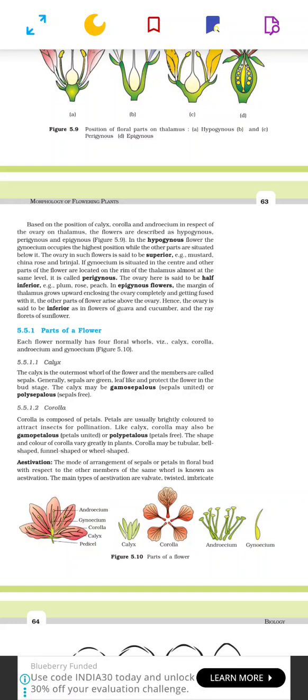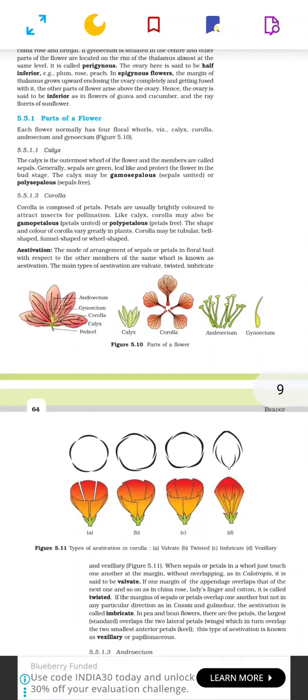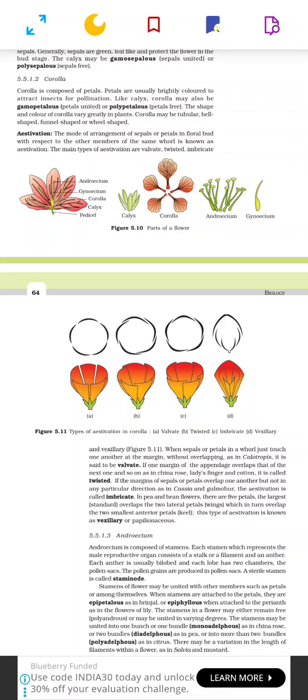Estivation, the mode of arrangement of sepals or petals in the floral bud with respect to the other members of the same whorl, is known as estivation. The main types of estivation are valvate, twisted, imbricate, and vexillary. When sepals or petals in a whorl just touch one another at the margin without overlapping, as in calotropis, it is said to be valvate. As seen in figure 5.11, that is the type of estivation in corolla.